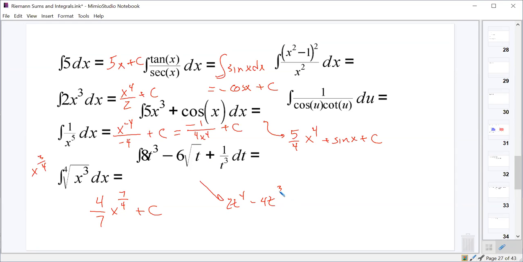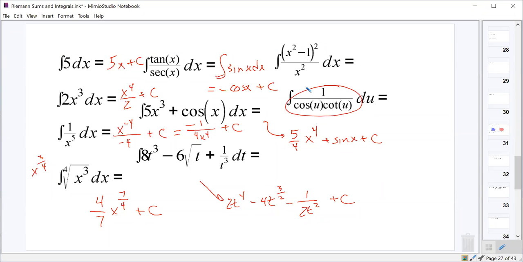So 4t to the 3/2, and then this one goes up to your negative 2. So plus what? Wouldn't it be minus 1 over 2t squared? Sure, minus 1 over 2t squared if we want to write it that way. Plus a constant. Everybody good there?